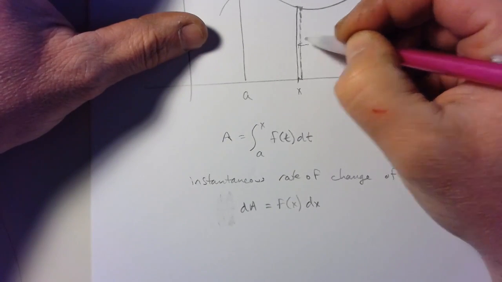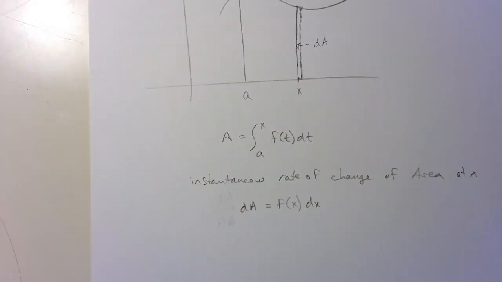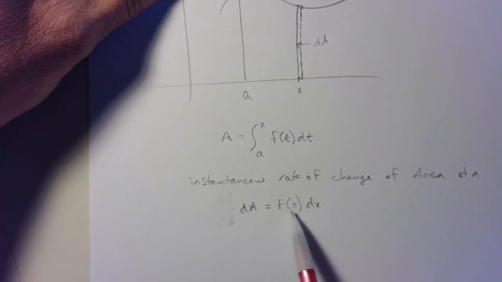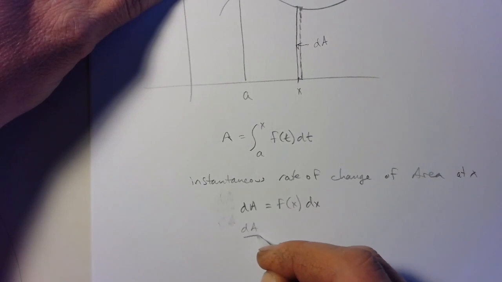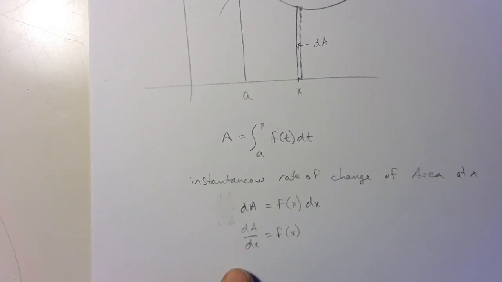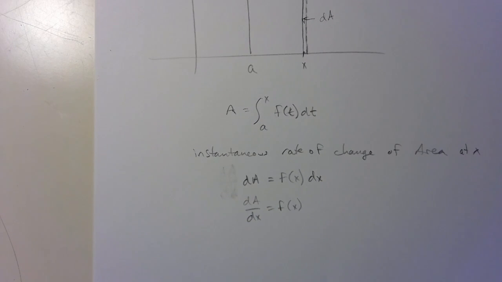And so this rectangle right here is the change in the area. That's what that represents, how much it's going to change there. Now, if I were to take this and divide both sides by dx, I can see that the change in the area in terms of x is the function itself.